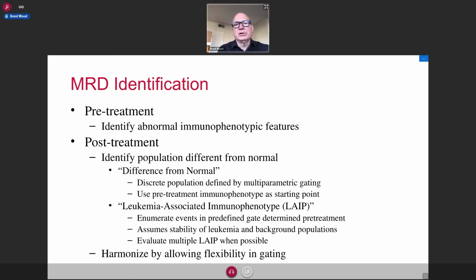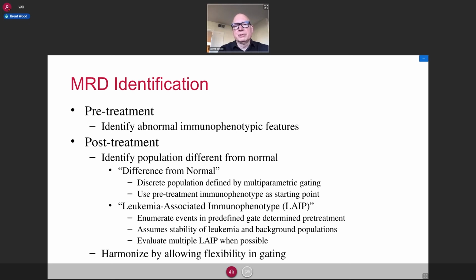The other approach that's been commonly used, particularly in Europe, is the so-called leukemia-associated immunophenotype, or LAIP approach, where a gate is defined on the pretreatment sample in an area where normally there are very few normal cells, but which is present in the patient's leukemia. And then after therapy, the same panel is run and events are simply enumerated in that area as evidence of residual disease. What this approach assumes is that there is stability of the leukemic immunophenotype after therapy, and I've shown you one example where that's not the case, and as well, that the background populations of cells are normal after therapy in comparison to resting bone marrow, which also may not be the case.